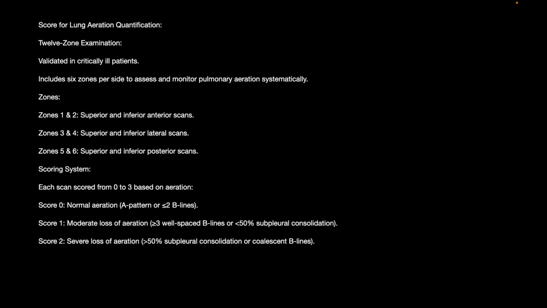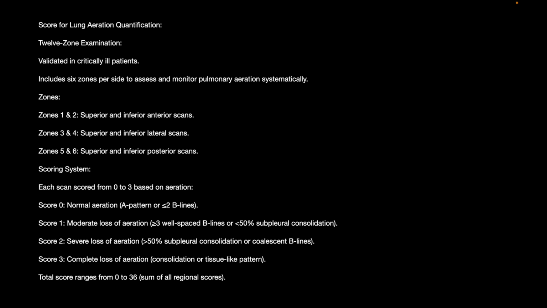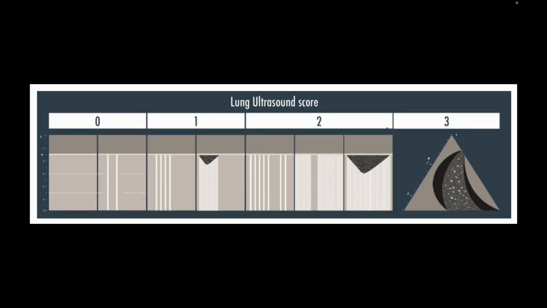Score 2 is severe loss of aeration, where you find more than 50% subpleural area consolidated or coalesced B lines. Finally, score 3 is complete loss of aeration, and you actually see something like a liver, a fully consolidated tissue-like pattern. The total score will range from 3 into 12, that is 36. Based on that, you can monitor the progression of your patient in the ICU.